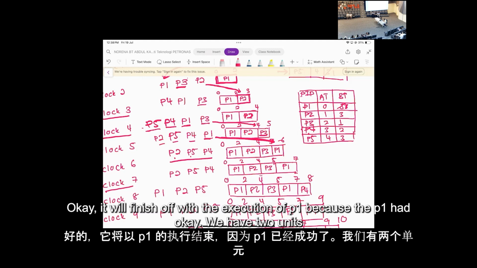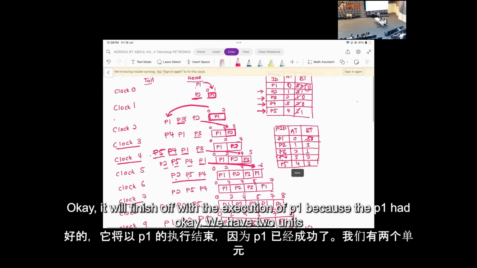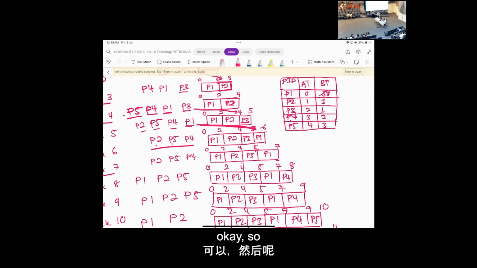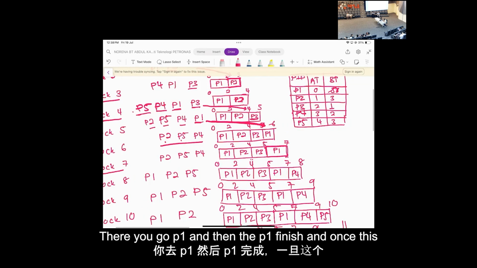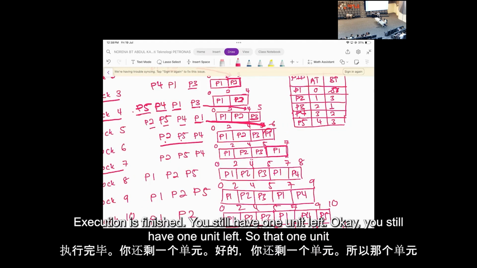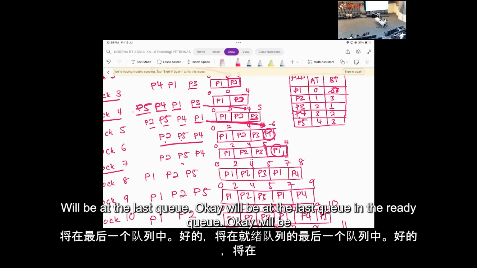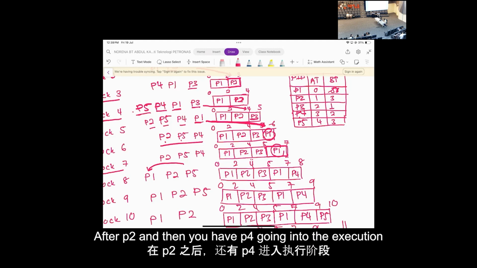It will finish off the execution of P1, because P1 had 2 units. So there you go, P1, and then P1 finishes. Once this execution is finished, you still have 1 unit left. So that 1 unit will be at the last position in the ready queue. It will be after P2, and then you have P4 going into the execution.